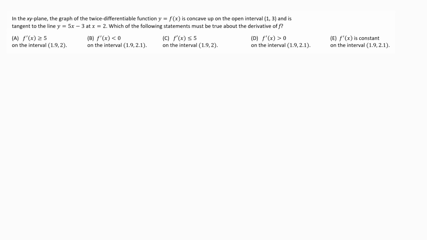Here we're being told that the graph of a twice differentiable function y equals f of x is concave up on this interval here and is tangent to the line y equals 5x minus 3 at x equals 2. X equals 2 is conveniently right in the middle of that interval. Based upon that information, they want to know which of the following statements must be true. Not which could be true, but which ones must be absolutely true about the derivative of f.